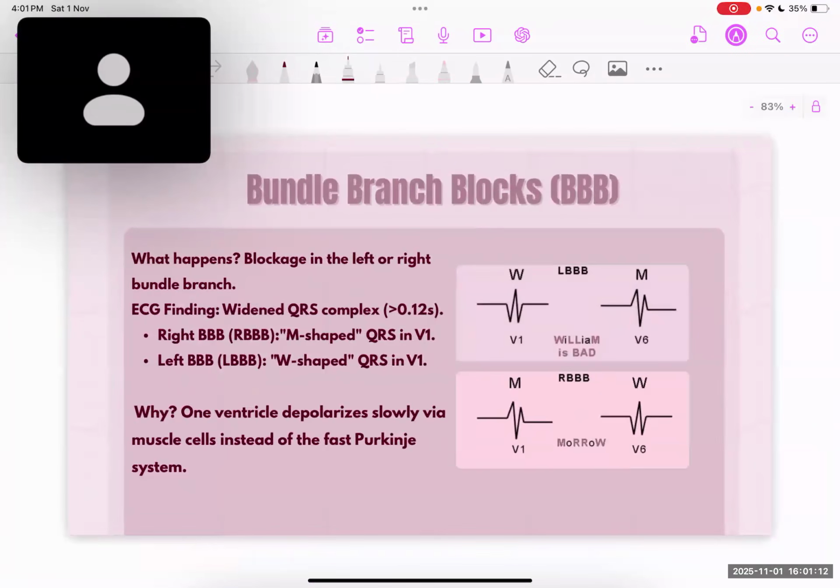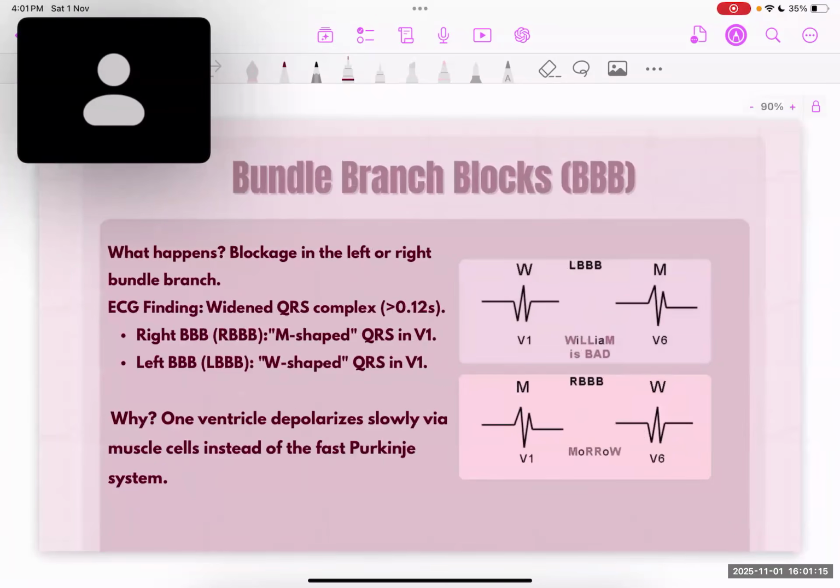Now we're going to move on to bundle branch blocks. So what's happening is that there's a blockage in the left or the right bundle branch. So what's going to happen in the ECG? You're going to have a wide QRS. This is not normal. Normally it is tighter. This is very wide compared to the normal. So it's going to be more than 0.12 seconds.